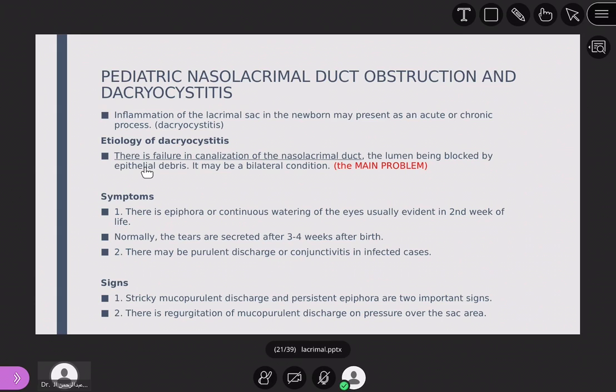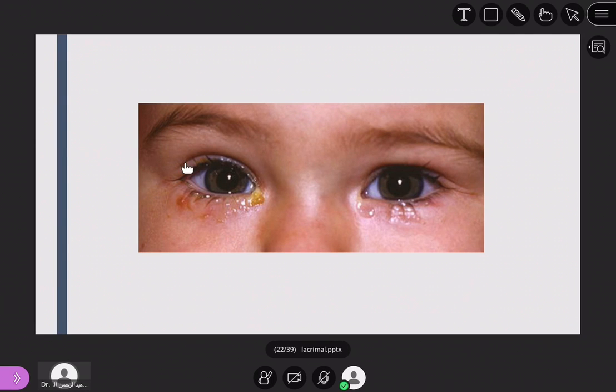If I have conjunctivitis, there is a regurgitation of mucopurulent discharge on pressure over the sac. So if you press over the lacrimal sac and the nose, you can find a mucopurulent discharge will come out through the lacrimal punctum. This is how it looks. Both eyes have nasolacrimal duct obstruction, but here he has discharge as well.